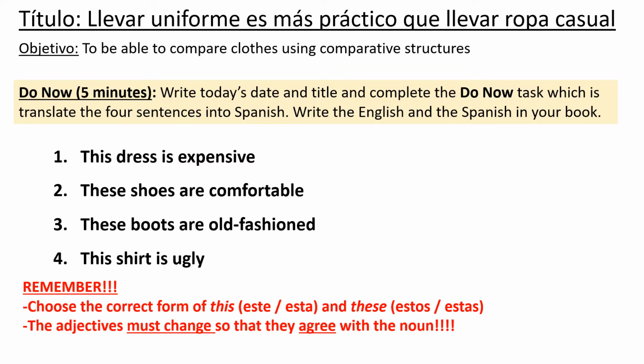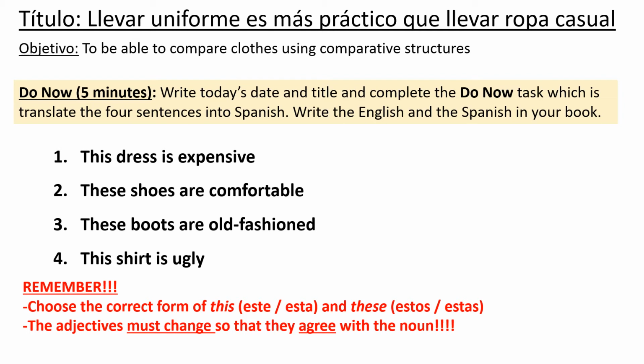Just a note about presentation to start with. Remember to put your date in Spanish at the top, and that's on class charts if you want to check it. And then the title, Llevar uniforme es más práctico que llevar ropa casual, which means wearing uniform is more practical than wearing casual clothes. Your objective is there again, objetivo, to be able to compare clothes using comparative structures. And your do now activity is here as well.